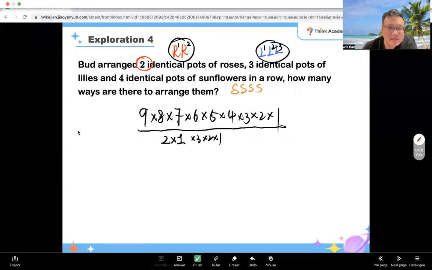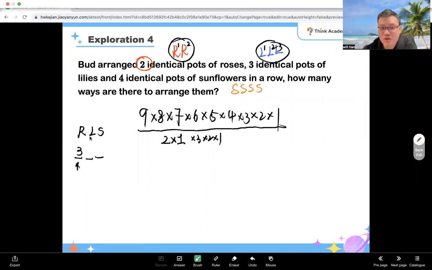So in other words, let's say if we got 1 rose, 1 lily, and 1 sunflower, how many different ways are there for you to put them in a line? There'll be 6 ways, right? Because let's say you got 3 places. For the first place, you got 3 choices. It could be either this rose or lily or sunflower. So you have 3 choices.